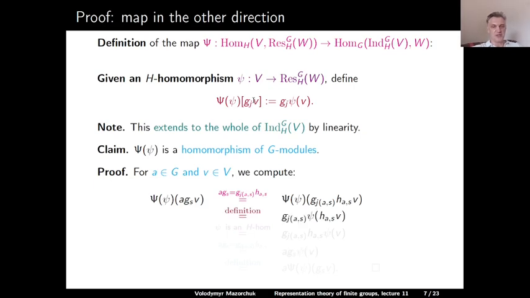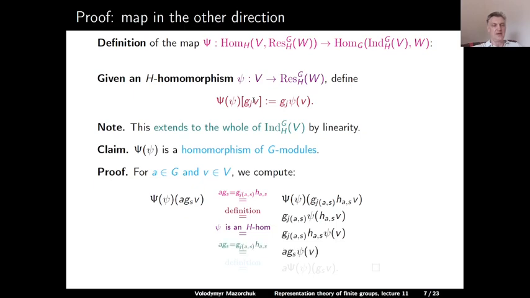Now we can use the definition and say that the outcome is g with the index j of a, s and then psi applied to the element little h a, s times v. But psi was a homomorphism of H modules, so we can move h with the index a, s outside of psi.